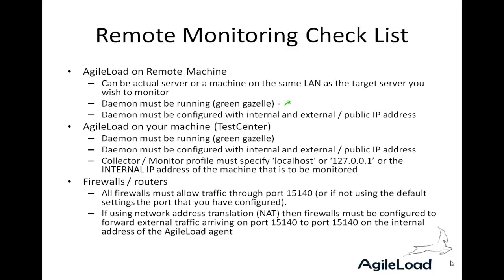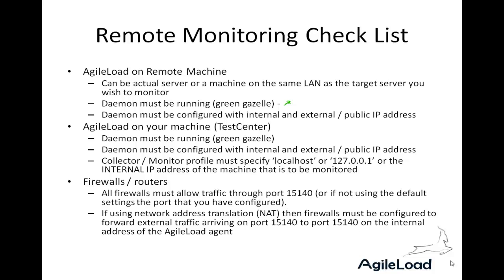Now, AgileLoad on your machine, again, the daemon must be running, and you must see the green gazelle. It must be configured in the same way. You must have the internal and external IP addresses. The collector monitor profile must specify a local host if you're going to do this kind of monitoring running on an external injector or collector. Localhost or 127.0.0.1, it's the same thing. Some machines don't accept localhost. If not that, the internal IP address of the machine that is to be monitored.